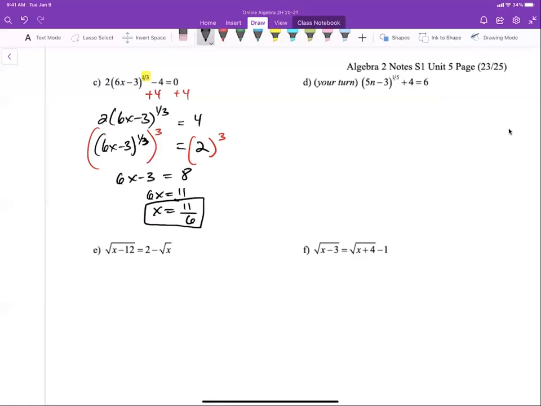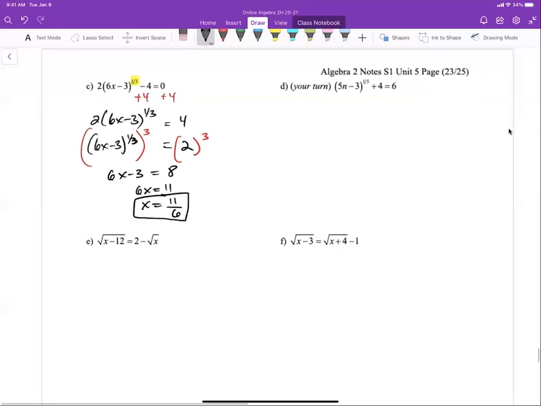So 6 times 11 over 6, the 6 is canceled. 11 minus 3 is 8. The cubed root of 8 is 2. 2 times 2 is 4. 4 minus 4 is 0. And so 11/6 satisfies the equation. It is a solution. It's not a bad practice, but you don't have to do it if it's an odd power. All right, D, your turn.